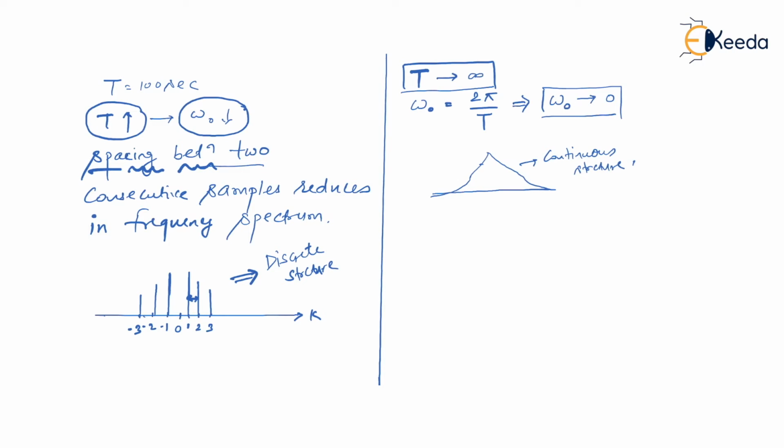Am I right? From this point, our Fourier transform is going to come into the picture. Let's see how. Now we have assumed that T is tending to infinity and omega naught is tending to 0. Under this assumption, we are discussing the Fourier series coefficient formula.